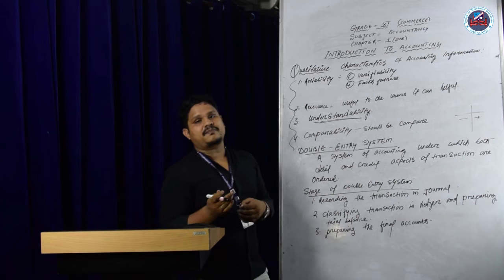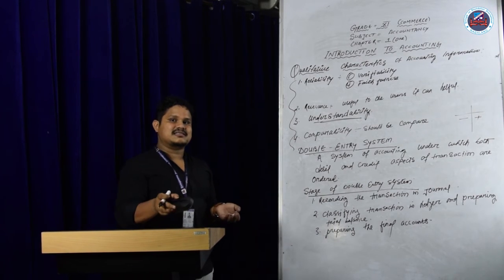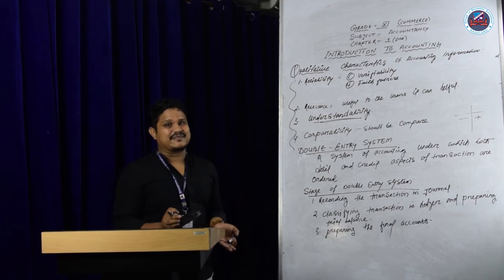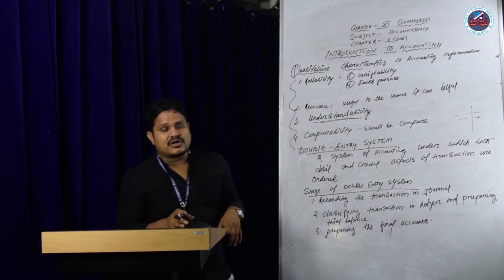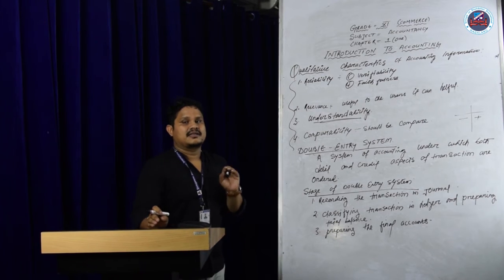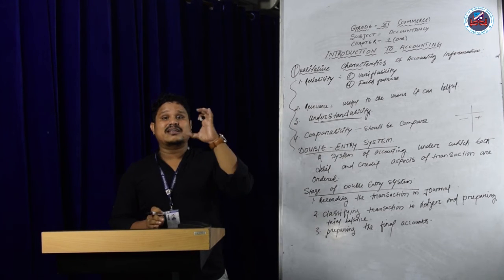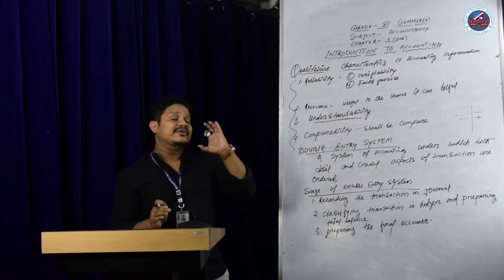Okay? If money is going, goods are coming. If you purchase, rice comes in, cash goes out. That means while doing the accounts, we are doing double aspects of accounts. Keep that in mind. That is why accountancy books are called double entry books. Accountancy books are called what?